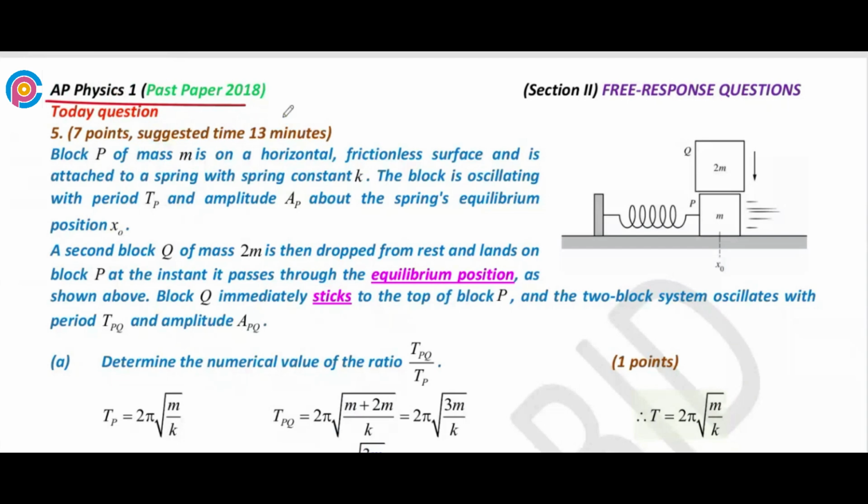Hi, we have the AP Physics 1 past paper 2018. We are discussing the free response question section. We have question number 5, which carries 7 points.